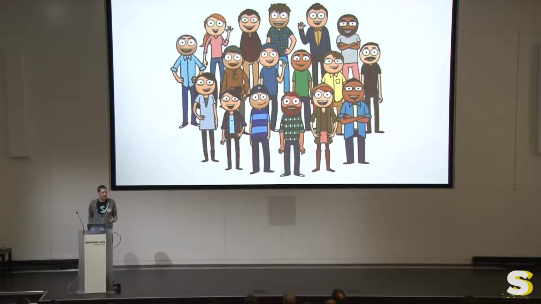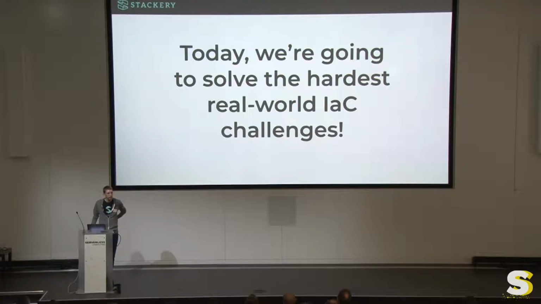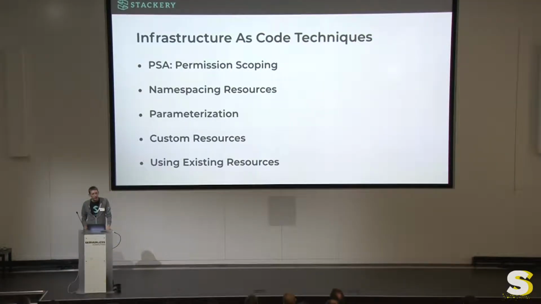And you realize that there's no more clicky click for you. You have to go figure out, how do I do this infrastructure as code stuff? So today we're going to solve some of the hardest infrastructure as code challenges. We're going to look at permission scoping as sort of a public safety announcement and as a mechanism to level set and make sure everyone here understands some basic concepts of infrastructure as code. We're going to talk about namespacing resources, which enables collaboration among a team sharing AWS accounts and other cloud service provider accounts.